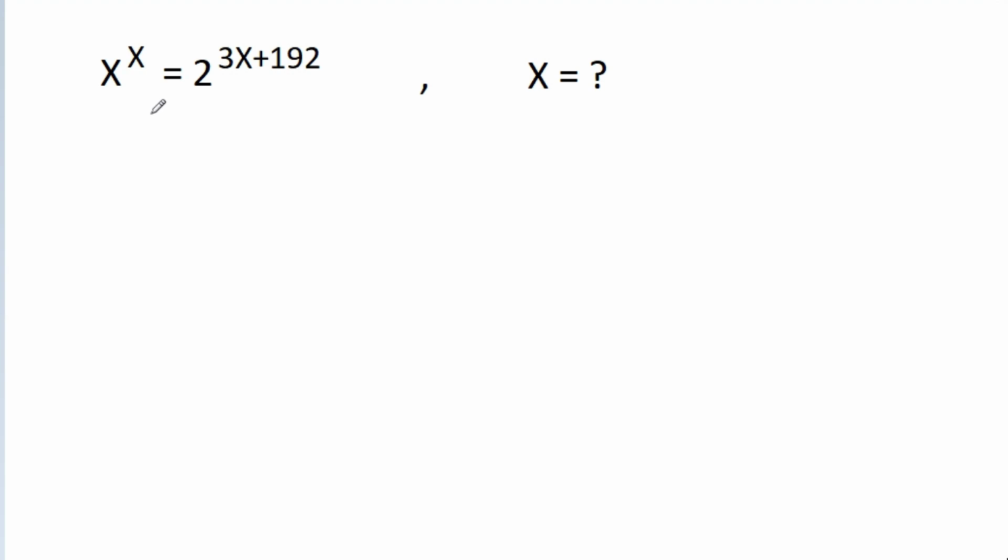In this video, we have been given that x^x is equal to 2^(3x+192). Then we have to find the value of x. So we have x^x = 2^(3x+192).